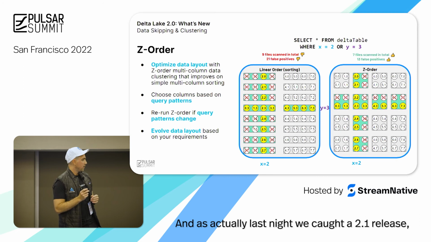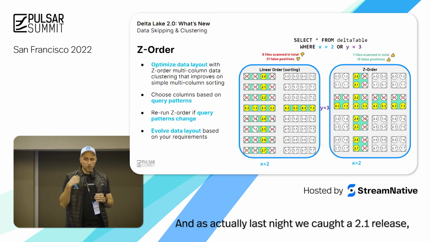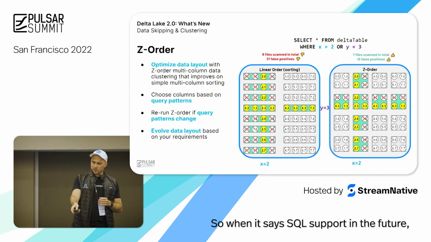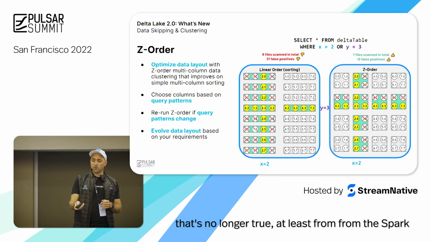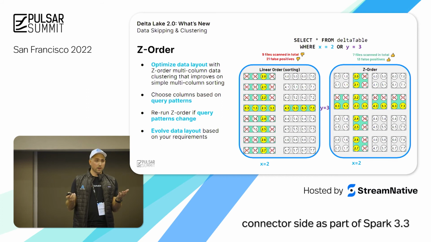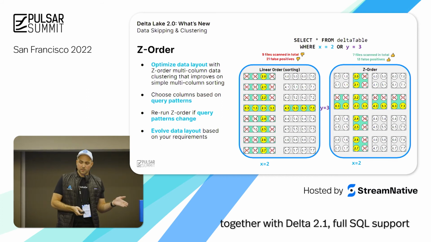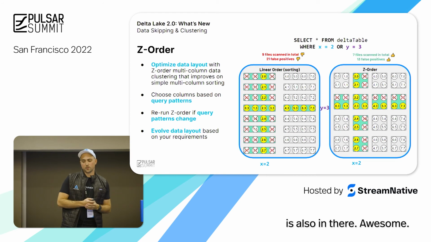And actually, last night we cut a 2.1 release. This is 2.0, but last night we cut the 2.1 release. So where it says SQL support in the future, that's no longer true, at least from the Spark connector side. As part of Spark 3.3, together with Delta Lake 2.1, full SQL support is also in there.